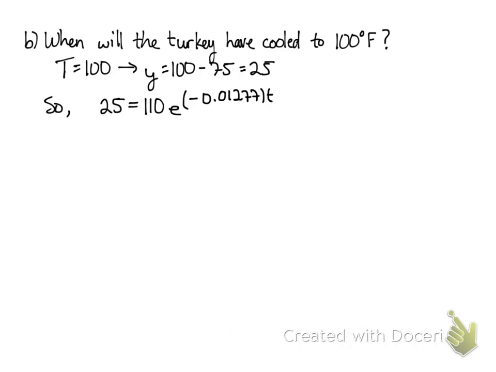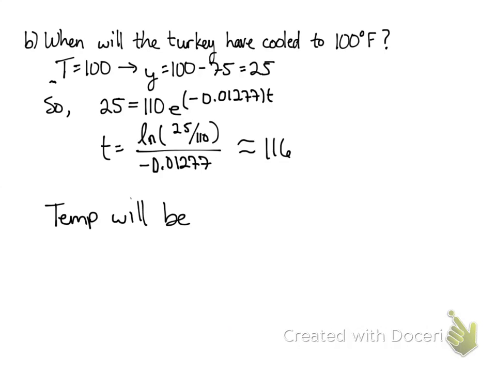We can plug into our equation. 25 is the y value. Initial y is still 110. k is still that negative decimal. And this time t is the unknown. I did all the steps at once. We solved for little t, and we get about 116. So the temperature will be 100 degrees Fahrenheit after about 116 minutes.